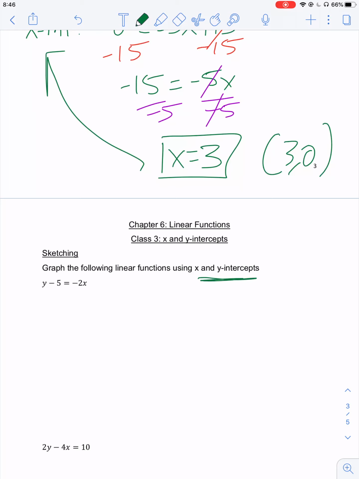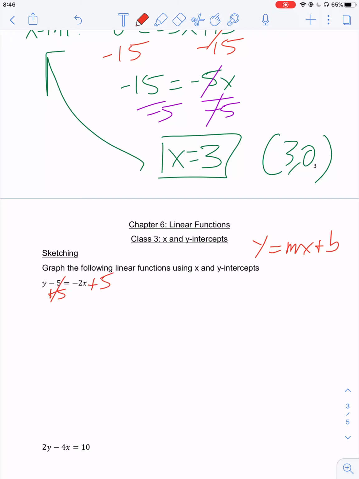Before you start doing anything, make sure your function is given in this form, mx plus b. But this one is not. All I need to do is get rid of the 5. Again, there are many ways of doing it. You can move the 5 over and change the sign, so it will become plus 5. Or if that bothers you, then just do plus 5 on both sides.